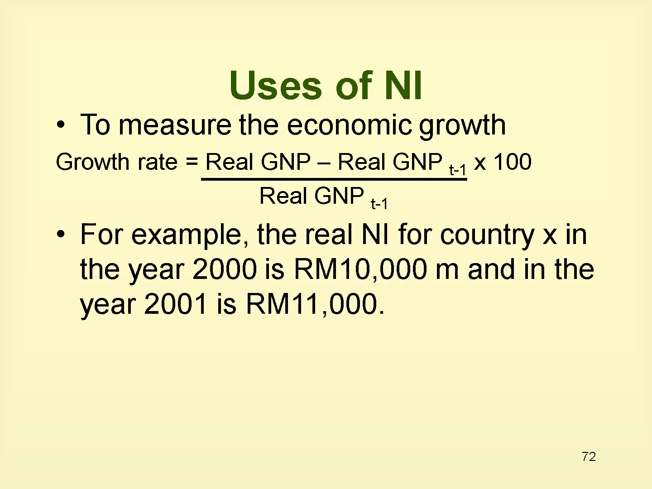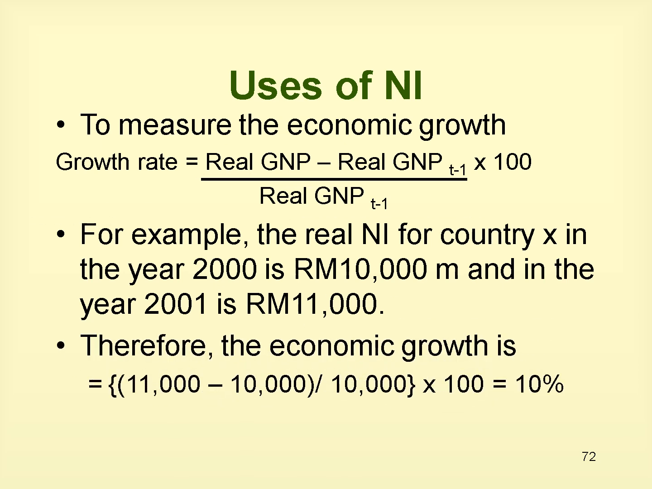So this is an example. Let's say the real national income for country X in the year 2000 is 10,000, and in the year 2001 it is 11,000. So for the economic growth, you take 11,000 minus 10,000, divide by 10,000, times 100. You will get 10%, so 10% is the economic growth. For example, let's say Malaysia: the economic growth in the current year is 10%.